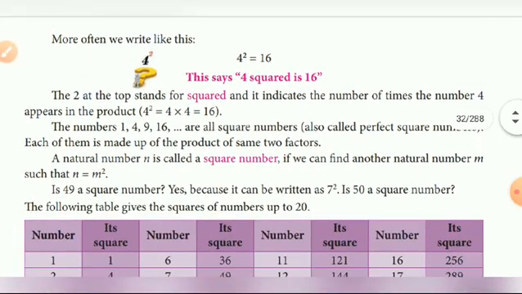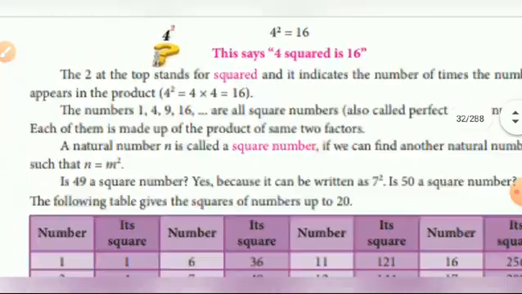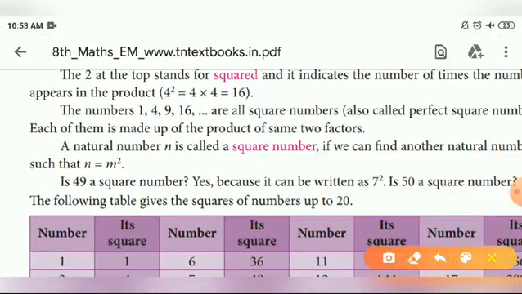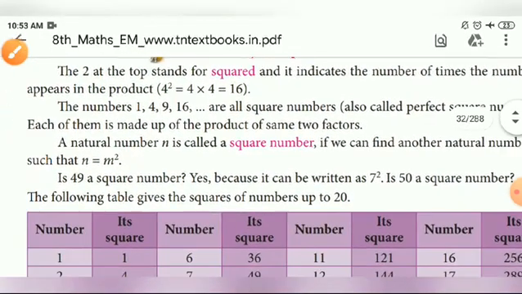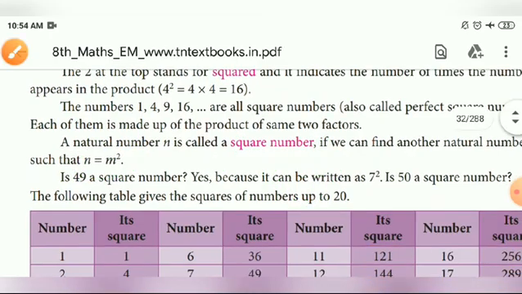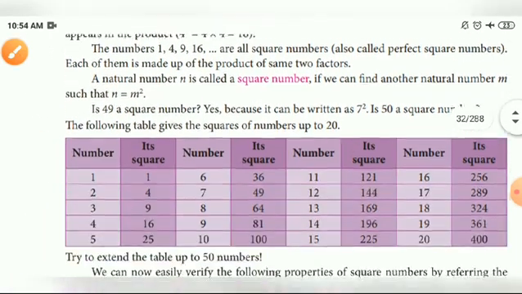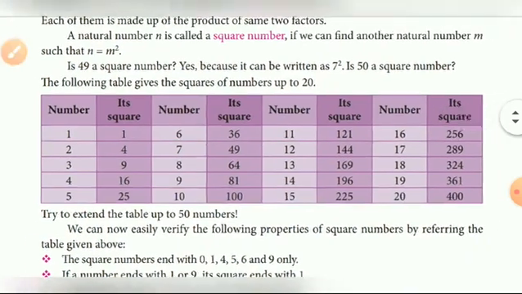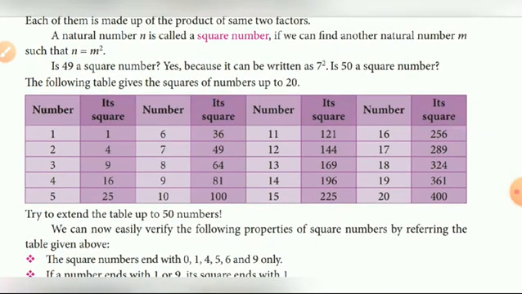Okay, so the next one: a natural number n is called a square number if we can find another natural number m such that n equals m squared. So it's the same as before. If you want to find 2 squared, we get 2 2s are 4, and 4 is a natural number. So that's all. Next, they have given a tabular column for the square numbers up to 20.